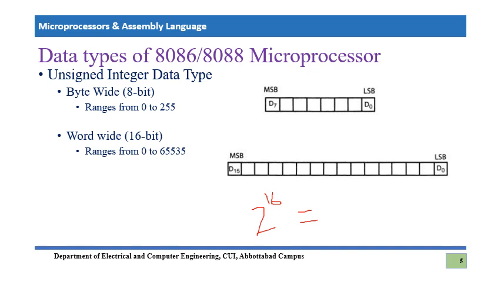So why is this known as unsigned? We do not see any negative numbers here. From 0 to 255, there were no negative numbers involved, and similarly from 0 to 65,535, again there are no negative numbers involved. So we are purely talking about unsigned numbers. There will be no negative numbers in these data types.